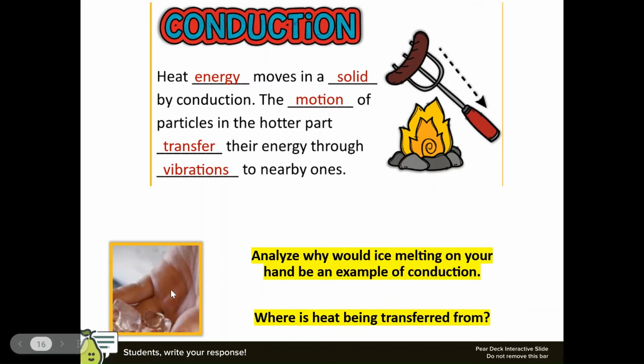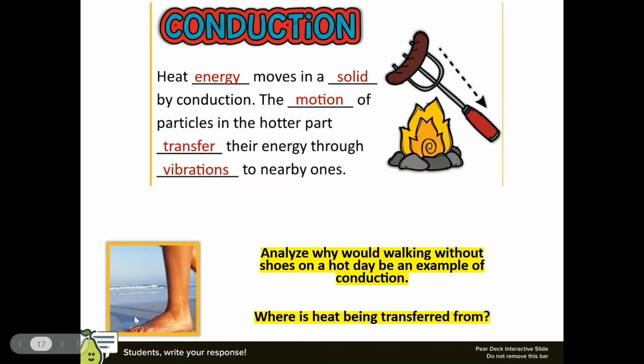Ice cubes with the hand. Here in this picture, we have the hand as the hottest and the ice cube as the least hot. It's actually cold. So here we have heat transferring from the hand to the ice cubes. It always goes from hot to cold, from the hottest thing to the least hot. And that process right there is called conduction.